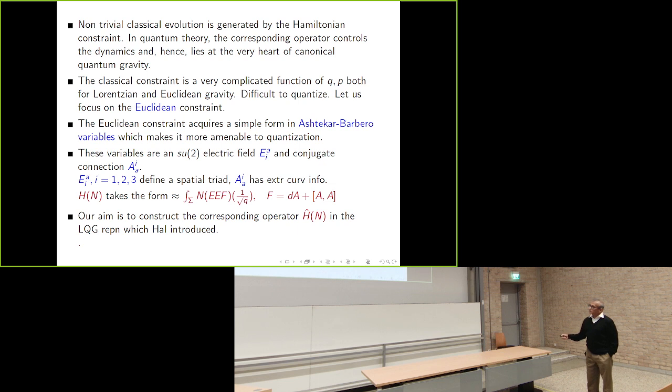So it's an integral over the spatial manifold. There's a factor of the lapse, and there is a polynomial term. So there are two E's and an F, where F is the SU(2) curvature of this connection. And then you have a non-polynomial piece, which is 1 over the square root of the determinant of the 3-metric. And remember, the 3-metric is constructed from the E's, so this is actually a function of the E's.